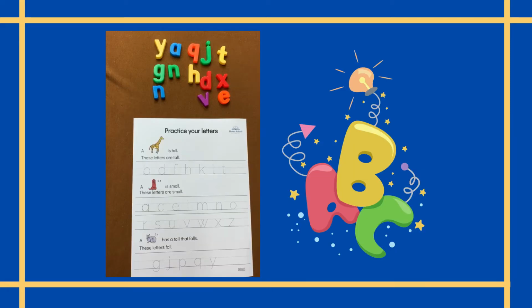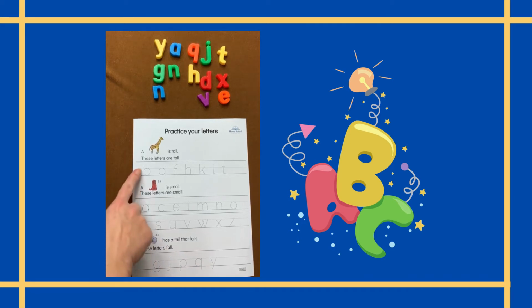Here's another practice your letters page when we want them to write their letters. Another way is a giraffe is tall, these letters are tall. A dog is small, these letters are small. A cat has a tail that falls, these letters fall. And when we say fall, we mean they fall below the writing line. Here, they're small, they're in between these two, and up here they're tall, they go above that middle line. So that's another way to help our children categorize letters and learn how to write them.